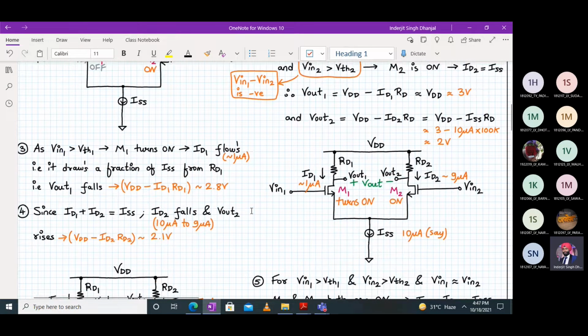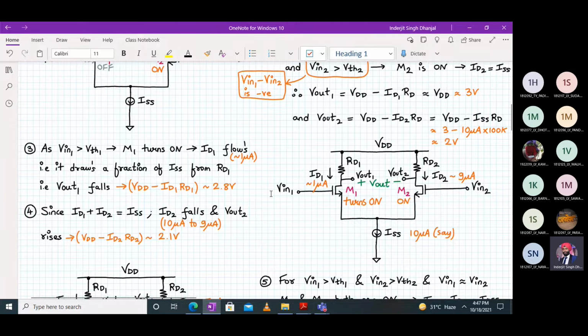Now we assume that Vin1 is slightly greater than VTH1. That means my input Vin1 is slightly enough to turn on my M1 transistor. Earlier only M2 was on, but right now M1 also just turns on. Whenever the M1 transistor just turns on, ID1 flows. Let's say it is consuming a current of 1 microampere. If ID1 is 1 microampere, what will be ID2? ID2 will be 9 microamperes, because ID1 plus ID2 should be 10 microamperes.